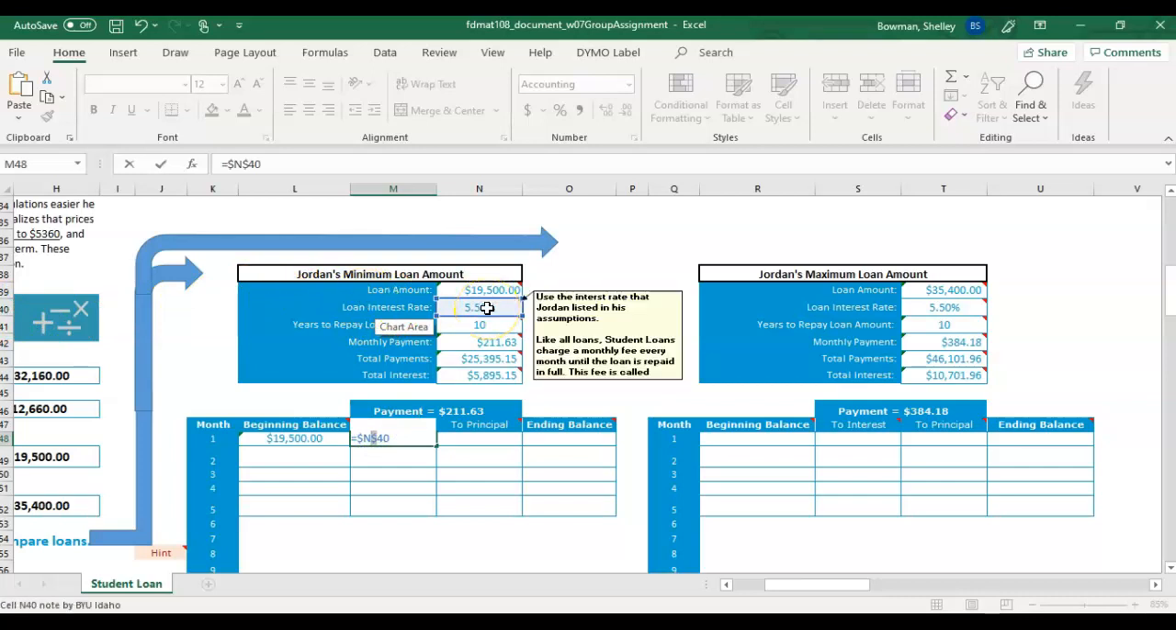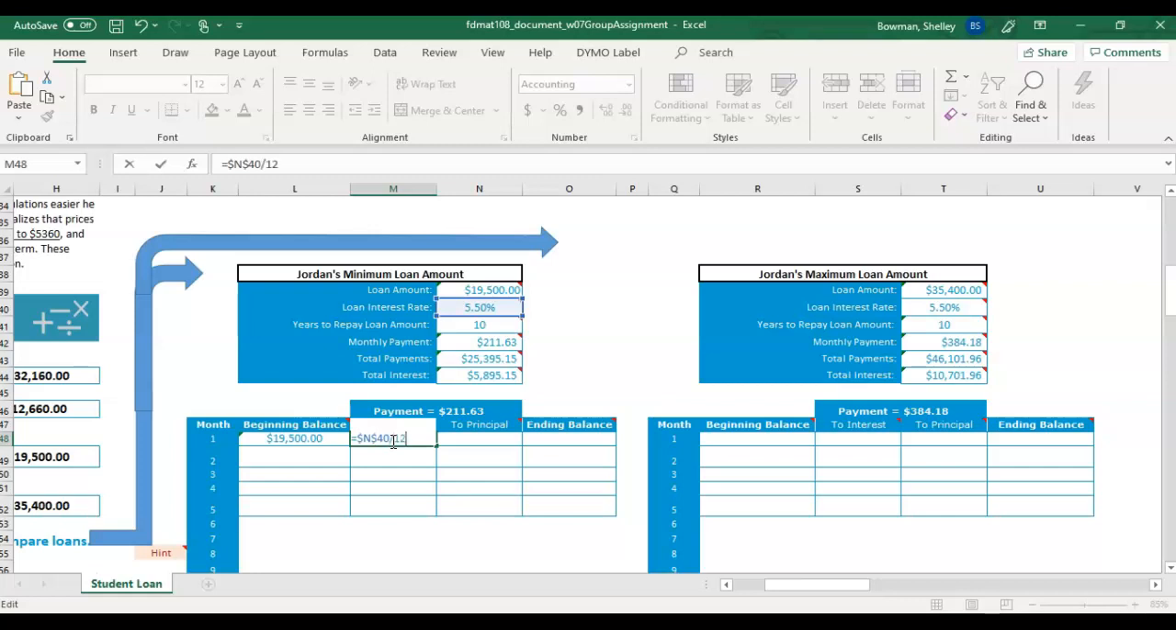So if I have it on the N and the 40, it means that it will continue to reference N40 at all times. If you continue to toggle through your function F4 repeatedly, it will change that for the column, the row, the column, and then it'll get rid of it and then it'll put it on both. So just so you understand how to work through that.